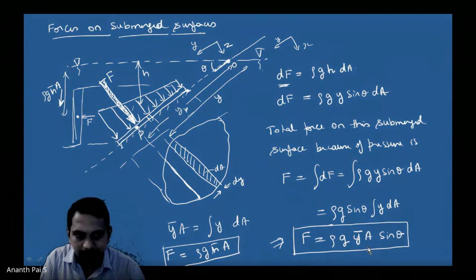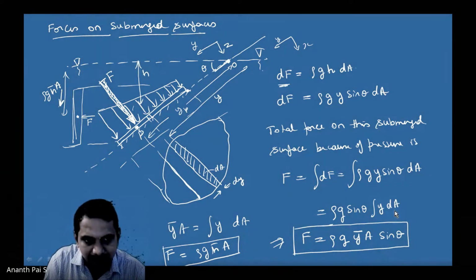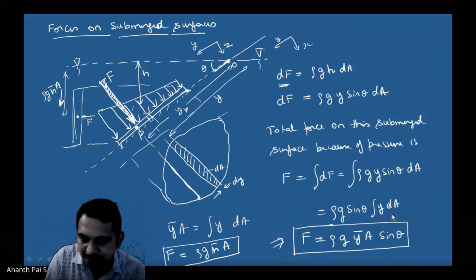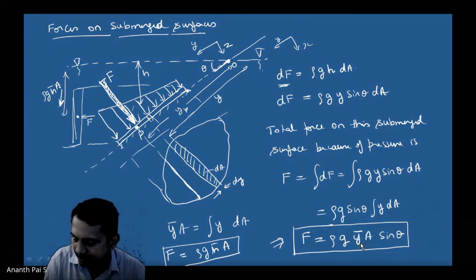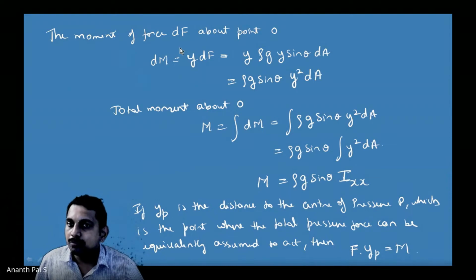Why was it Y bar A? Because integration of Y dA came somewhere, and integration of Y dA can be written as Y bar A. Very important point. Review again and again, revise. Okay. Moment of the force.